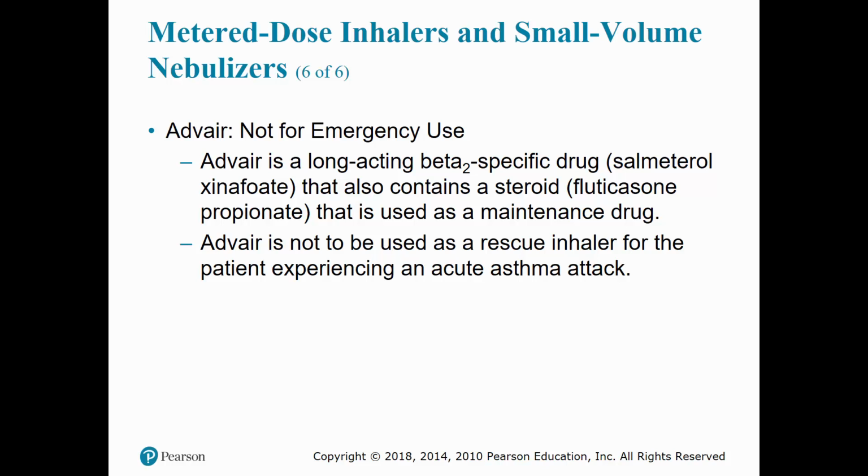Only a short-acting beta-2 agonist drug should be used in the emergency care of the patient experiencing an acute asthma attack. So if the patient has an Advair, do not use it for an emergency. This is a long-acting beta-2 drug. It does include a steroid, but this is used as a maintenance medication. Do not use it as a rescue inhaler.